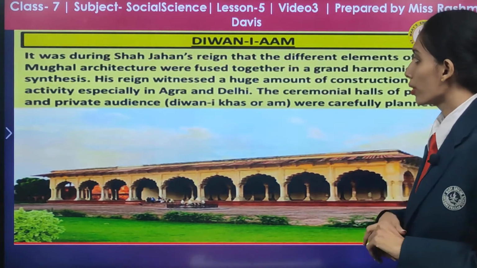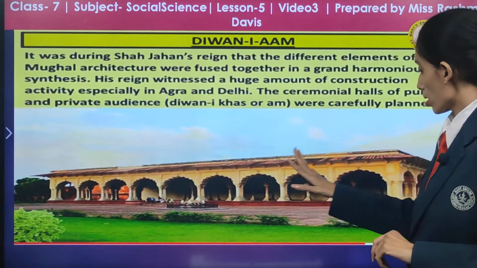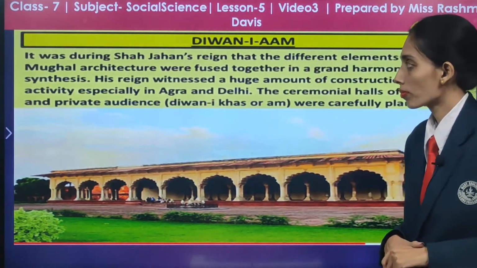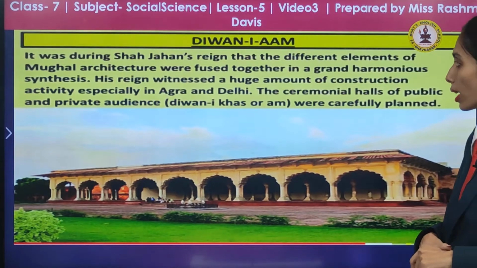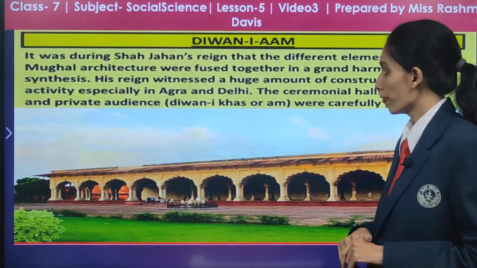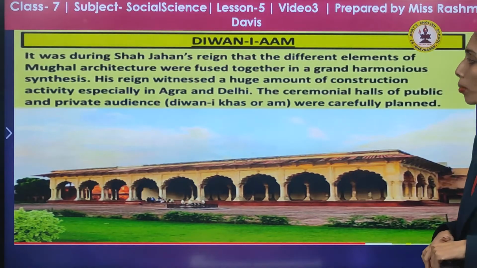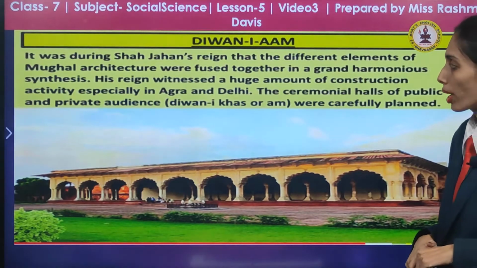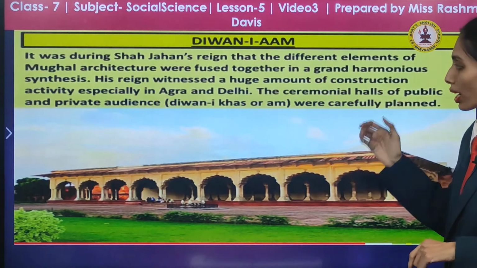Now we'll talk about Diwan-e-Am. This is the Diwan-e-Am. It was during Shah Jahan's reign that the different elements of Mughal architecture were fused together in a grand harmonious synthesis. His reign witnessed a huge amount of construction.